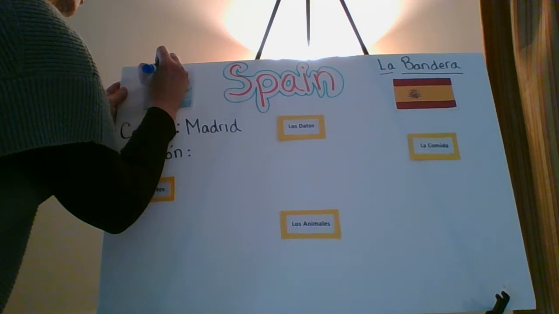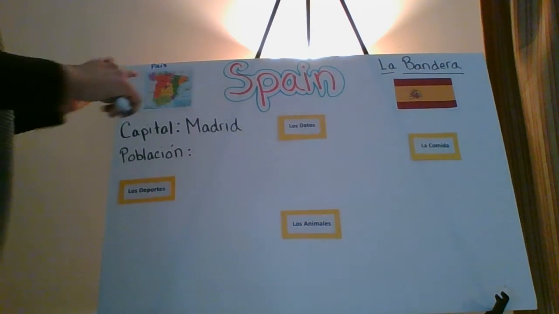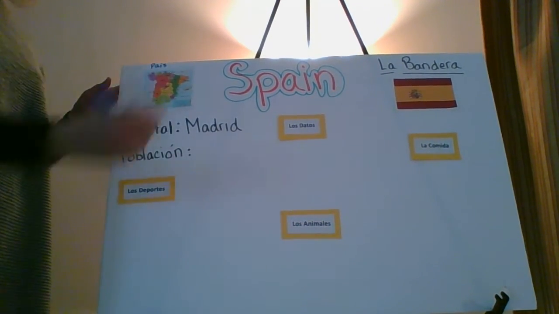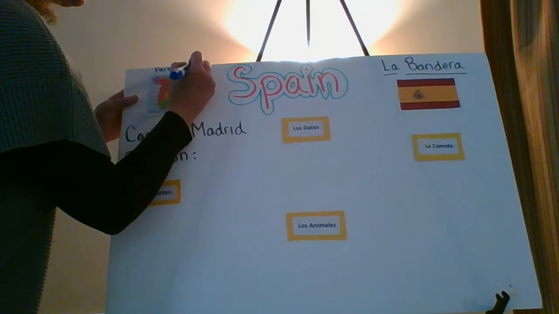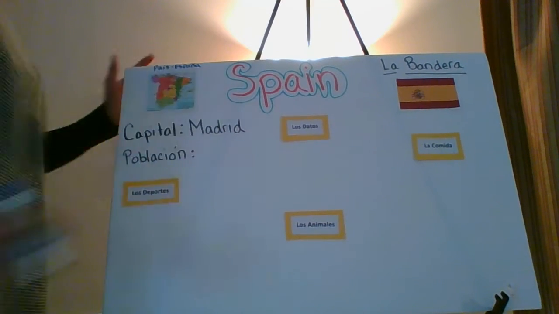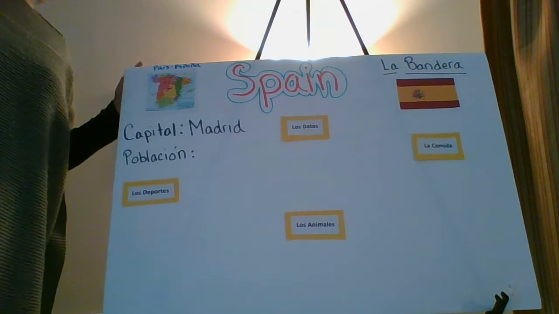I might write país. All right, so my country is Spain. And if I even wanted to, I could write España, because that's how you say Spain in Spanish.